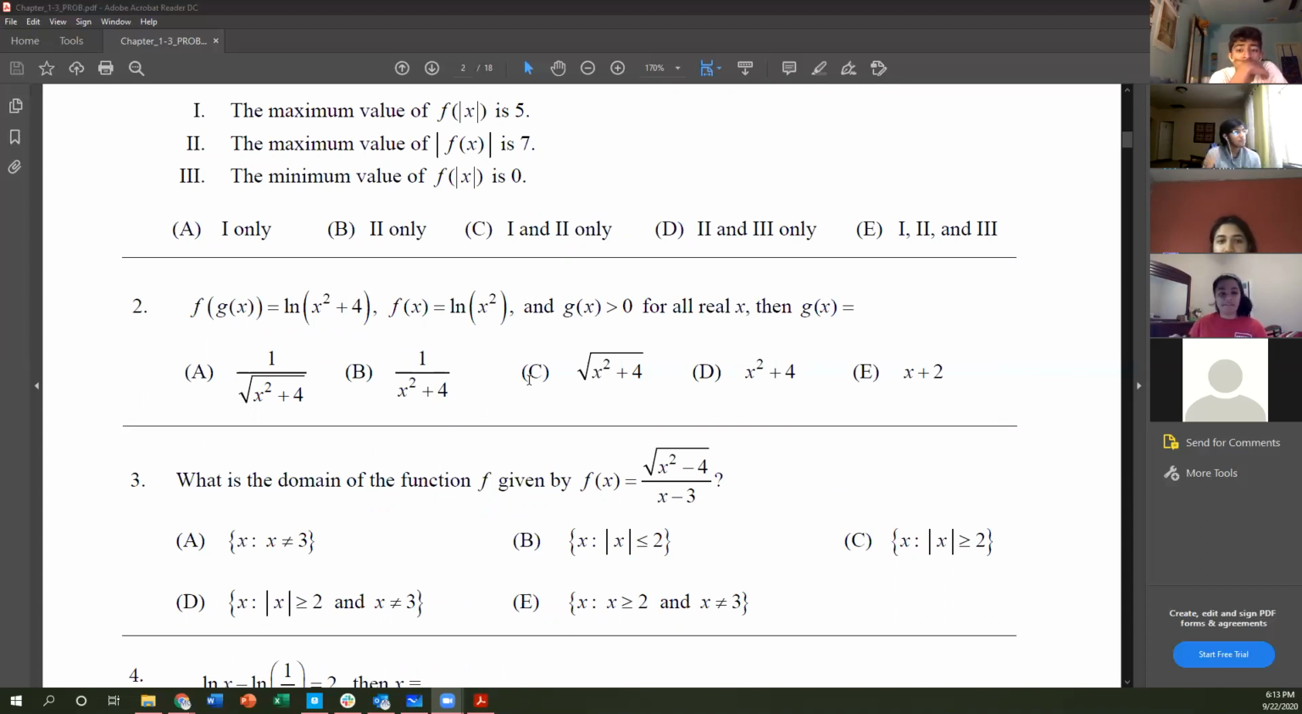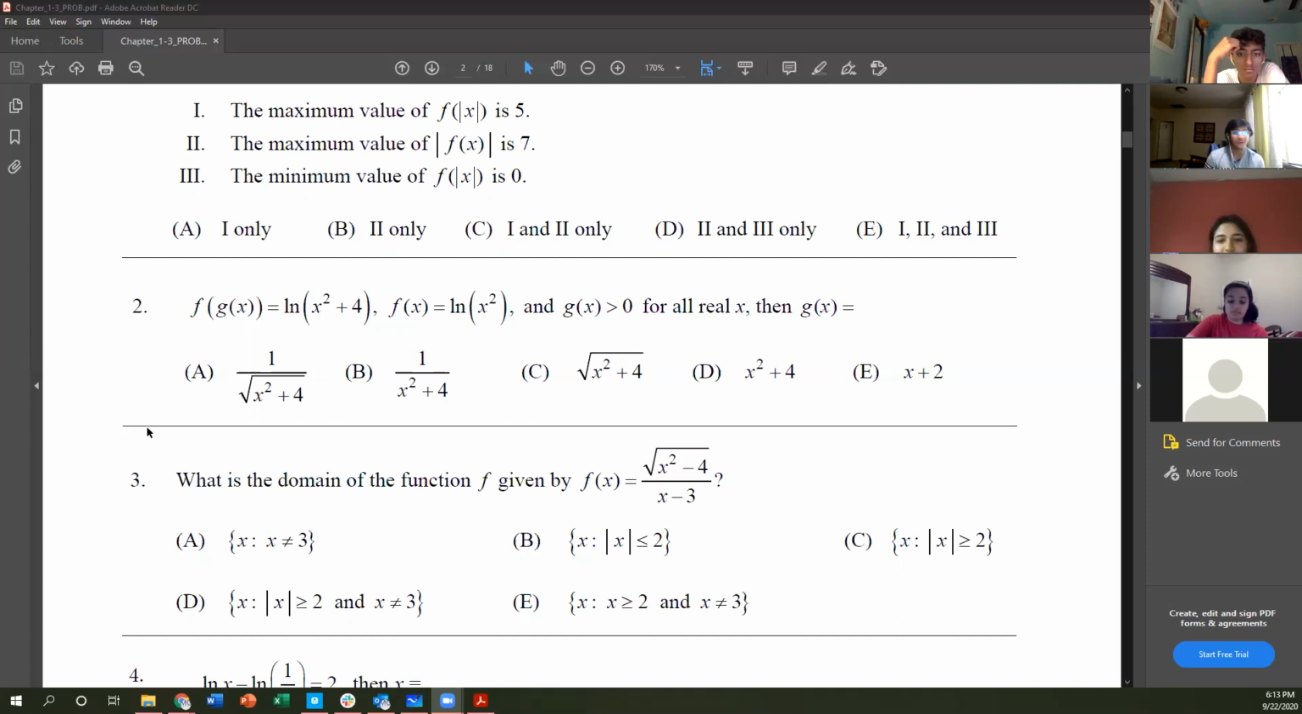Okay. Well, if it's f of g of x, then you know that every x value in f of x is substituted with g of x. And so if f of g of x is natural log of x squared plus 4, and f of x is natural log of x squared, then wouldn't the answer be E, because x plus 2 squared is x squared plus 4? Is it though? What is x plus 2 the quantity squared? X plus 2 is, oh wait, no, never mind.